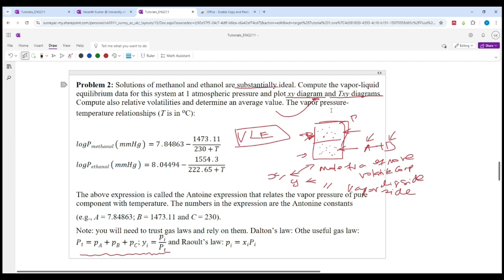And then what we have here is the vapor pressure. This is something you should already know. It's called the Antoine expression. What this expression relates is the vapor pressure with respect to the temperature. So this is for a pure system.